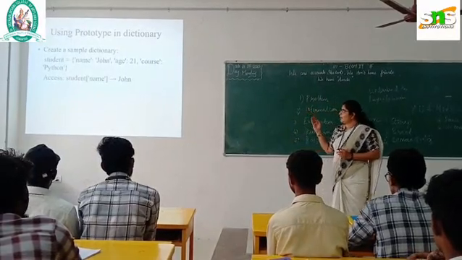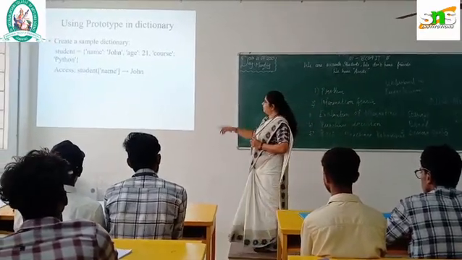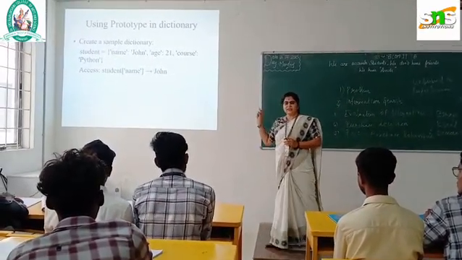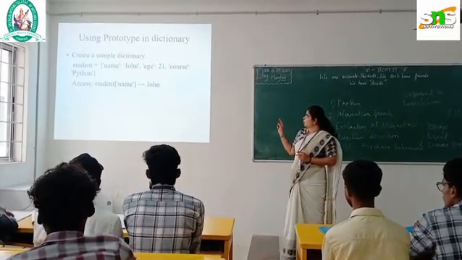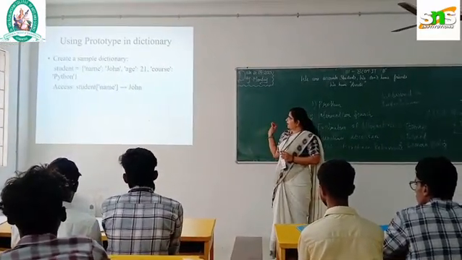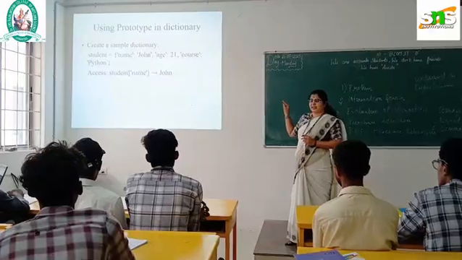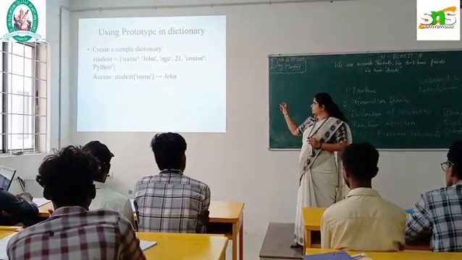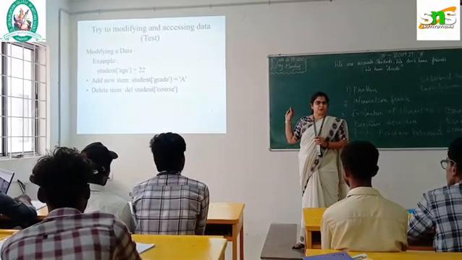Then, by using a prototype, we can create a simple dictionary where our variable name is student. We are assigning the values: name is John, age is 21, and course is Python. To access a particular student name, we give student name, which gives John. This is the way to access a particular student name.